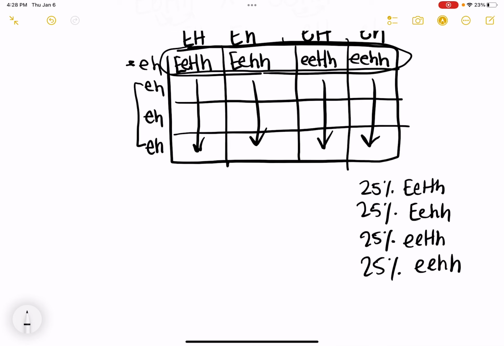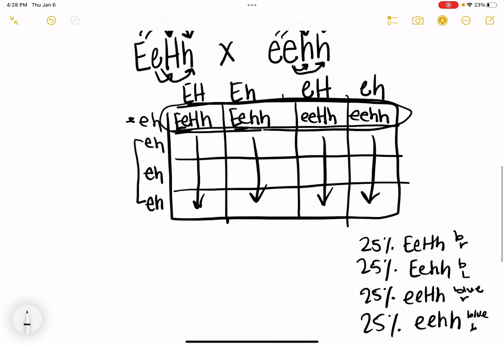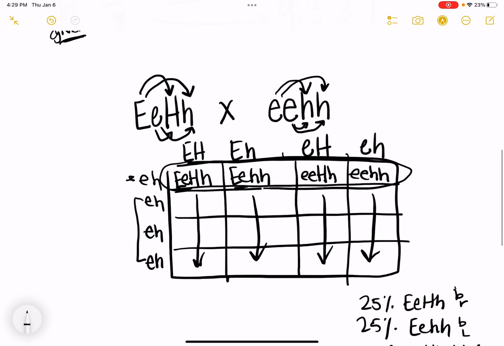Now, what about the phenotypic ratios, okay? Well, this one's going to be brown eyes and right-handed. This one's going to be brown eyes and left-handed. This one's going to be blue eyes and right-handed. And this one's going to be blue eyes and left-handed. Okay? So the phenotypic ratios are also going to be the same. Okay? So 25% brown and right, 25% brown and left, 25% blue and right, and 25% blue and left. Okay? So if you have any questions on these two-factor crosses, then let me know.